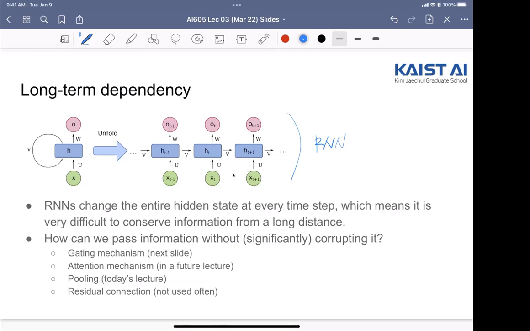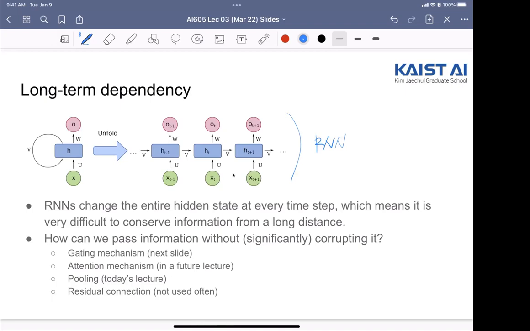Suppose that you want to convey some information from, say, X_{t-10}. Then that will be going through 10 layers when you get to X_t. And those 10 layers will transform or make a lot of changes to the input. If you want to conserve some information from that distant location, because language has long-term dependency, then it becomes quite difficult because it has to go through a lot of layers, right?